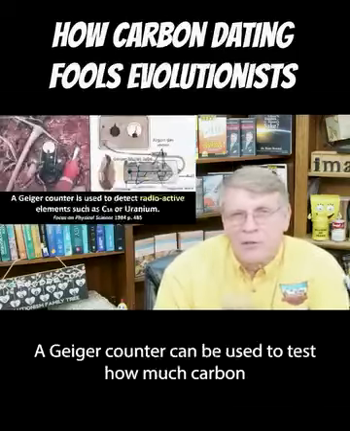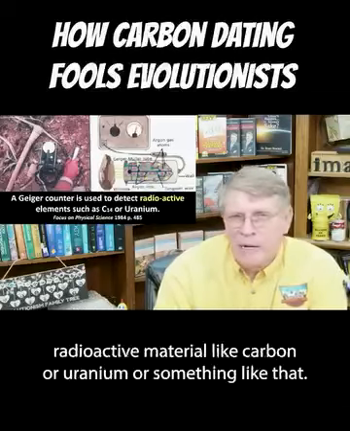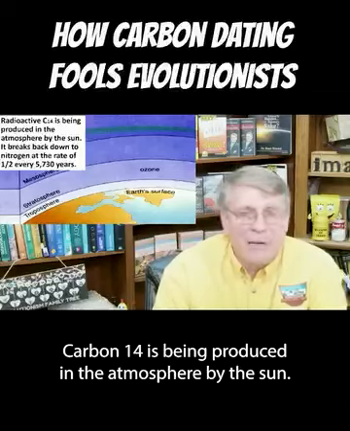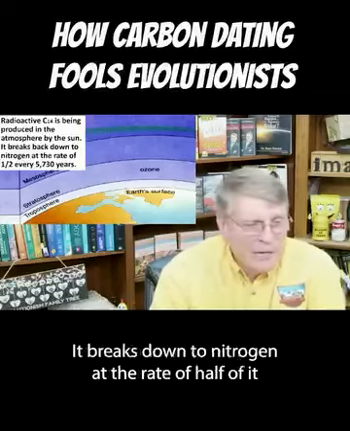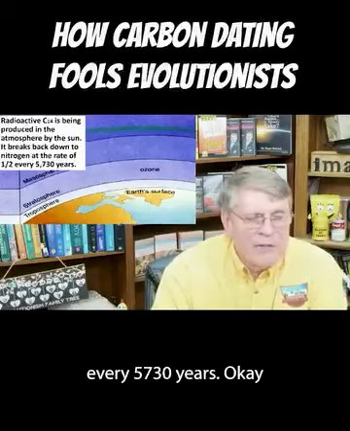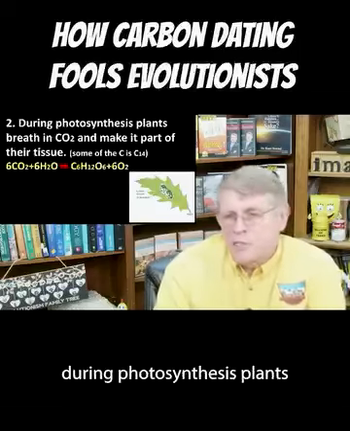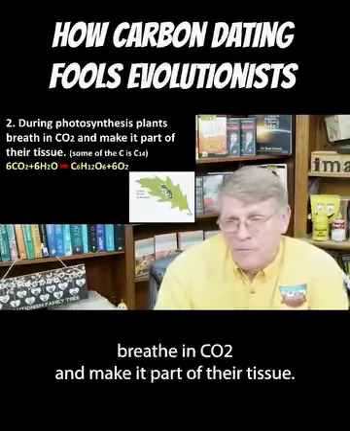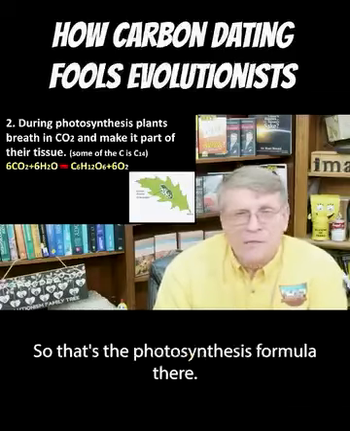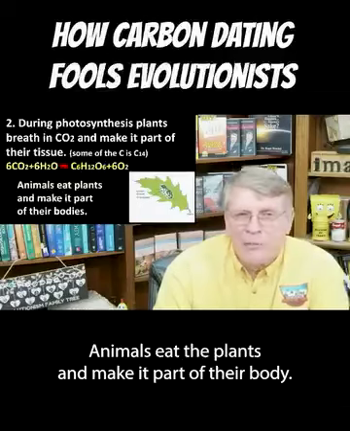A Geiger counter can be used to test how much radioactive material, like carbon or uranium or something like that. Carbon-14 is being produced in the atmosphere by the sun. It breaks down to nitrogen at the rate of half of it every 5,730 years. Okay? During photosynthesis, plants breathe in CO2 and make it part of their tissue. So that's the photosynthesis formula there. Animals eat the plants and make it part of their body.